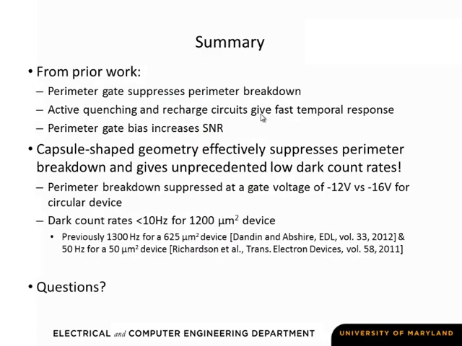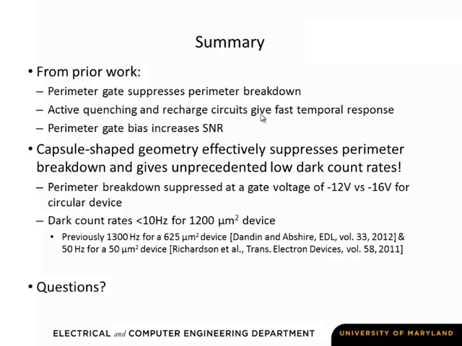I'll summarize now. So from prior work, we've already seen that the peripheral gate suppresses perimeter breakdown. Active quenching and recharge circuits can give fast temporal response, where fast is relative to whatever technology you're working in. The perimeter gate bias increases signal-to-noise ratio, so it decreases your dark count rate substantially. At the same time, it decreases your photo collection a little bit, but overall, there's a big win in signal-to-noise.